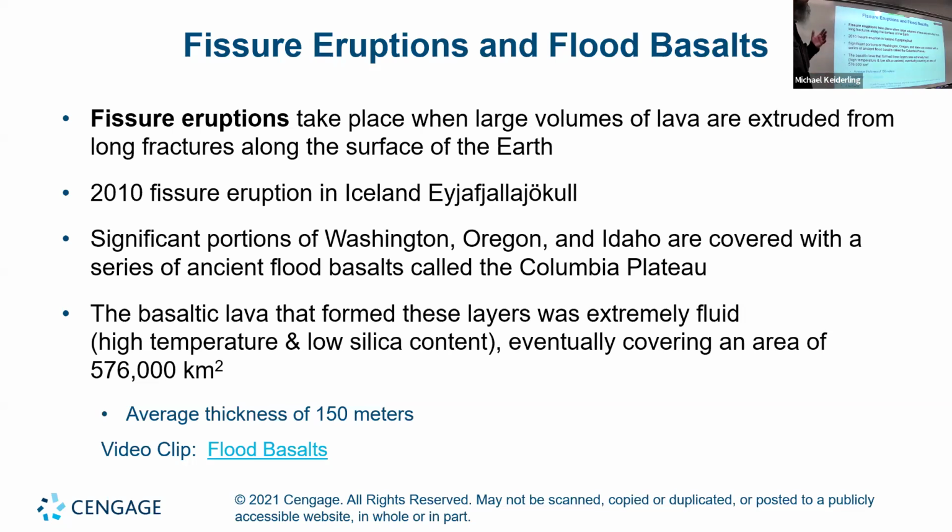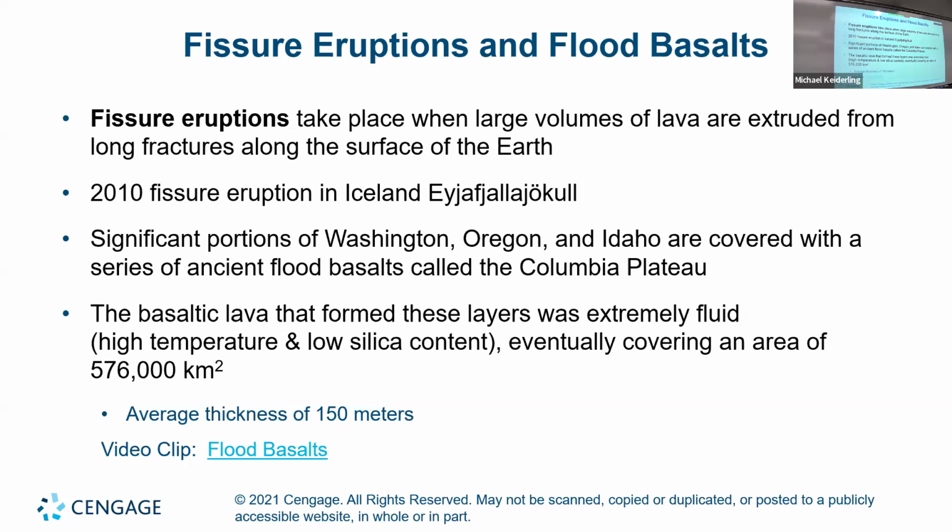And in the more distant past, significant portions of Washington, Oregon, and Idaho are all covered with a series of ancient flood basalts that are called the Columbia Plateau. And these are on a scale we don't see at all these days. Huge, massive floods of lava that covered hundreds of miles and were hundreds of meters thick.